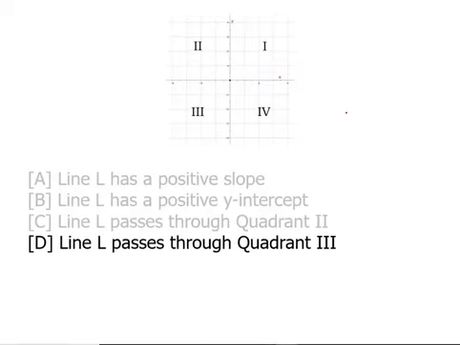Finally, we get line L passes through quadrant 3. Well, this certainly indicates that it doesn't have a 0 slope. It must have a positive slope, but again, it could be like this, or it could be like this. We don't know. Maybe it goes through quadrant 4, but maybe it doesn't. So this does not allow us to have a clear answer.